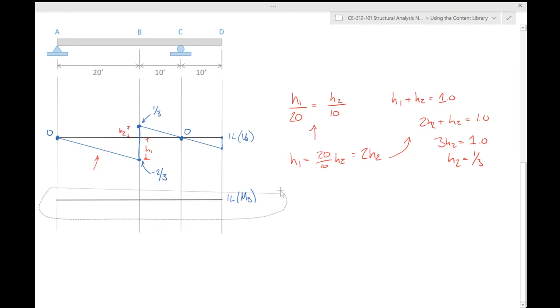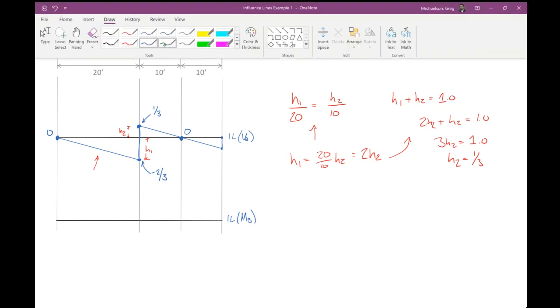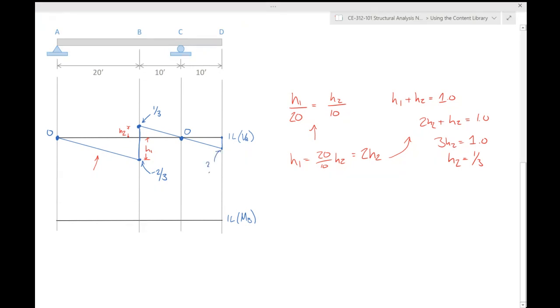Now, let me move this down a bit. Before I move on, any questions? Did I go through that too fast? Tell you what, I'm curious to see what you all answer here. What's that value? Negative 1/3. There you go. Exactly right. And boom, that's it. That's the influence line for the shear at B.